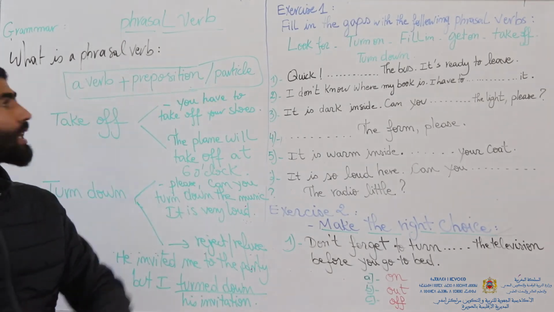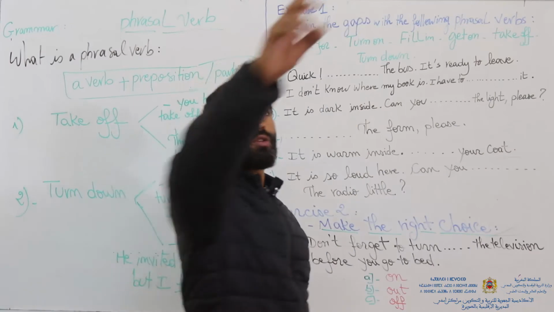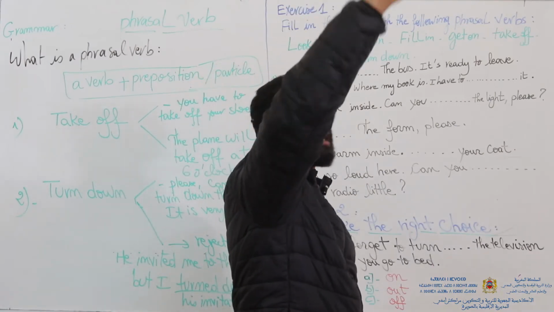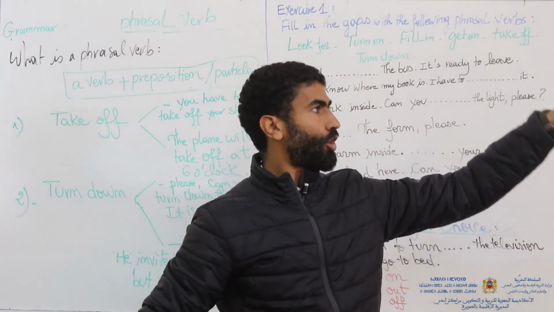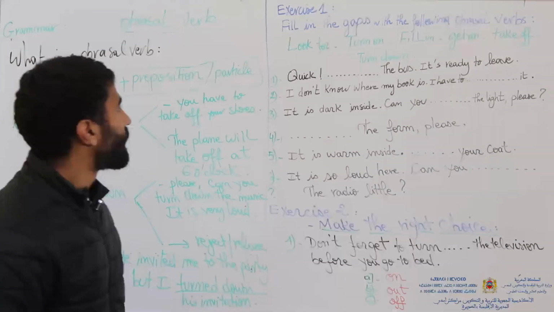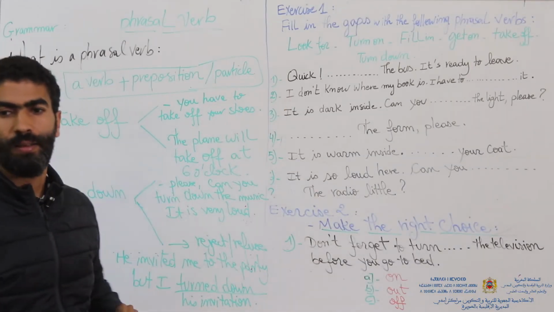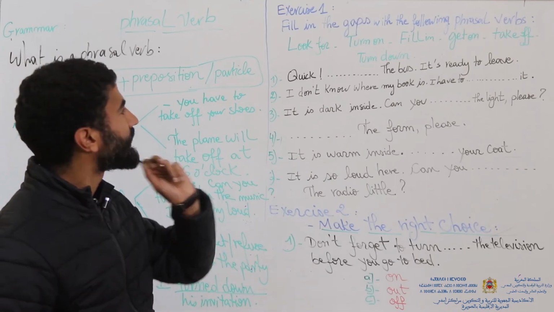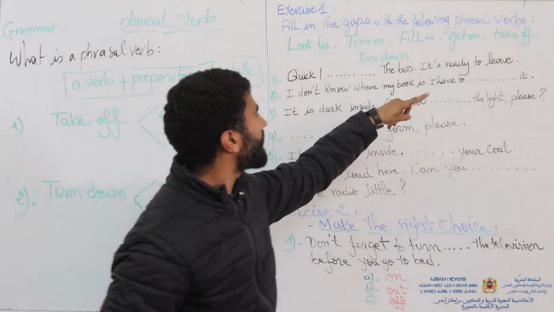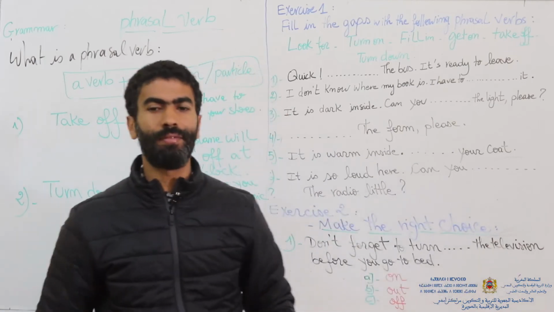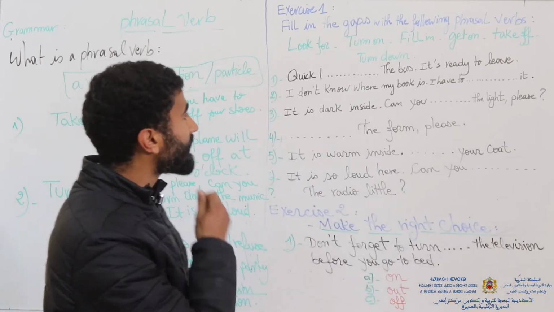Of course, when we talk about turn on, we use it all the time with light. So we have turn on, turn off. So let's have a look at the first sentence. Quick. Get on the bus. It's ready to leave.